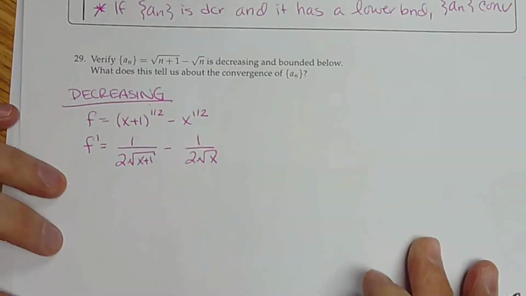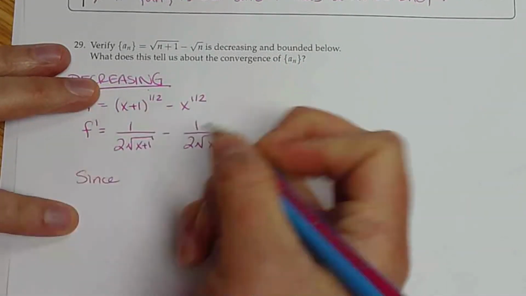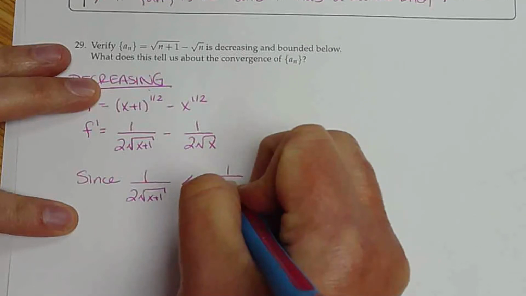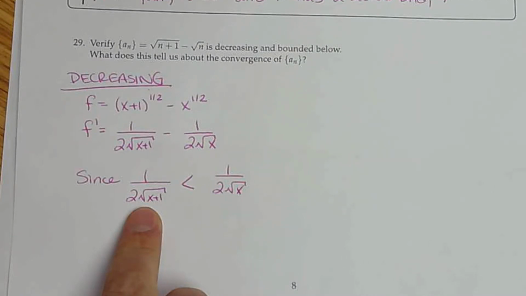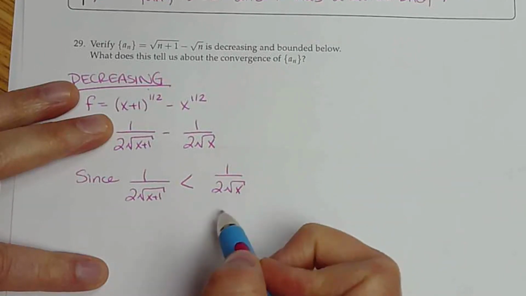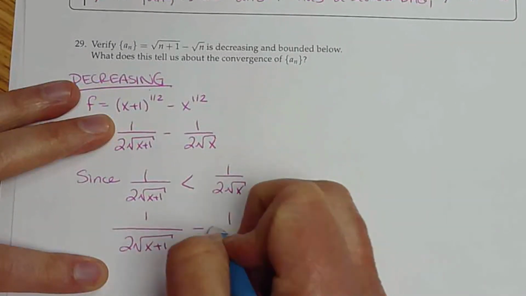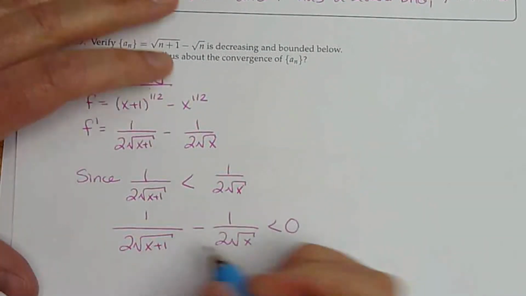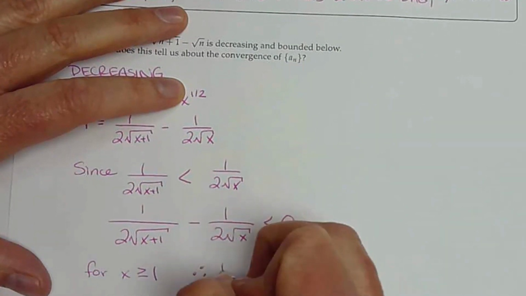Then we just need to decide, is this positive or negative? Since we know that 1 over 2 root x plus 1 is smaller than 1 over 2 root x, because this is going to be a little bit bigger denominator, and the bigger the denominator, the smaller the fraction, I can take this 1 over 2 root x to the other side. 1 over 2 root x plus 1 minus 1 over 2 root x is less than 0. And since my derivative is less than 0 for all x greater than or equal to 1, I know that this is decreasing.